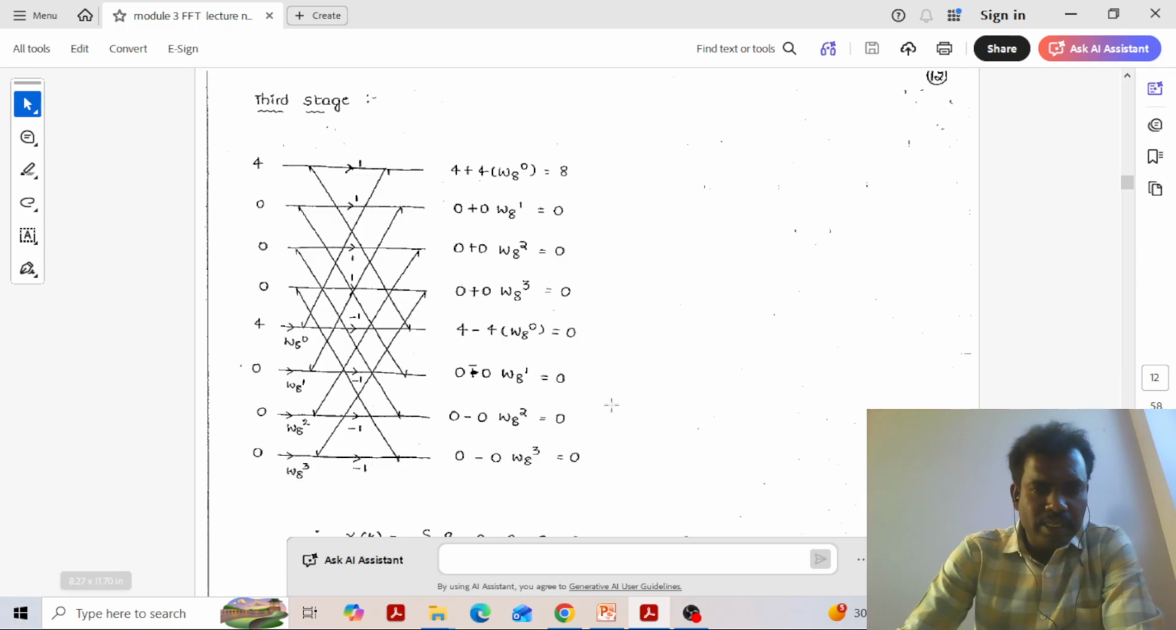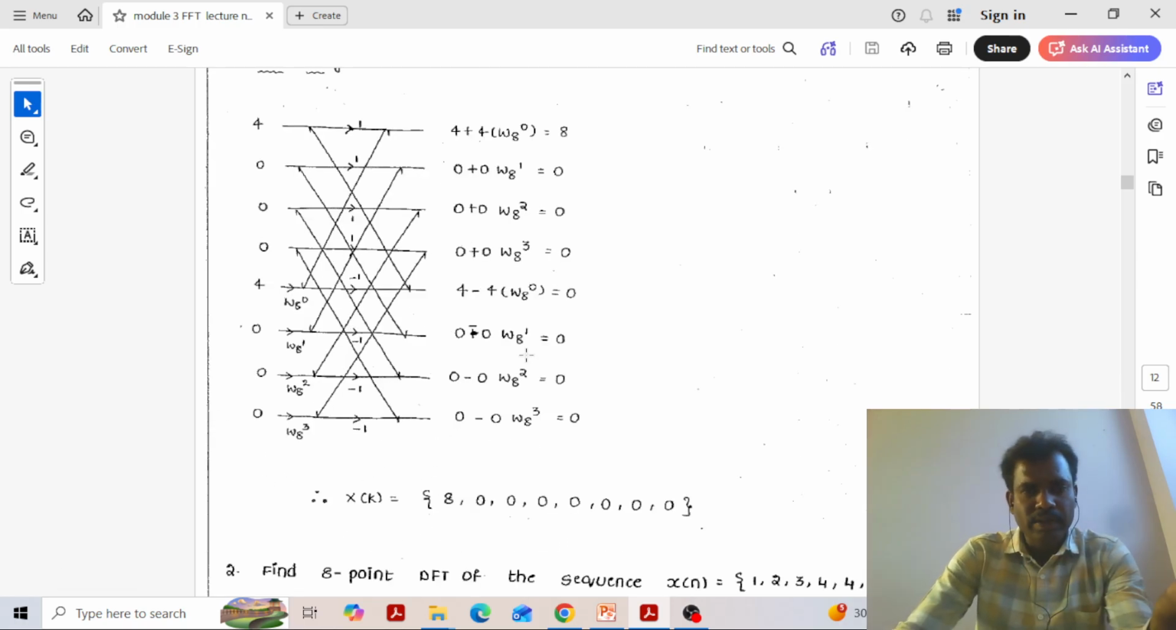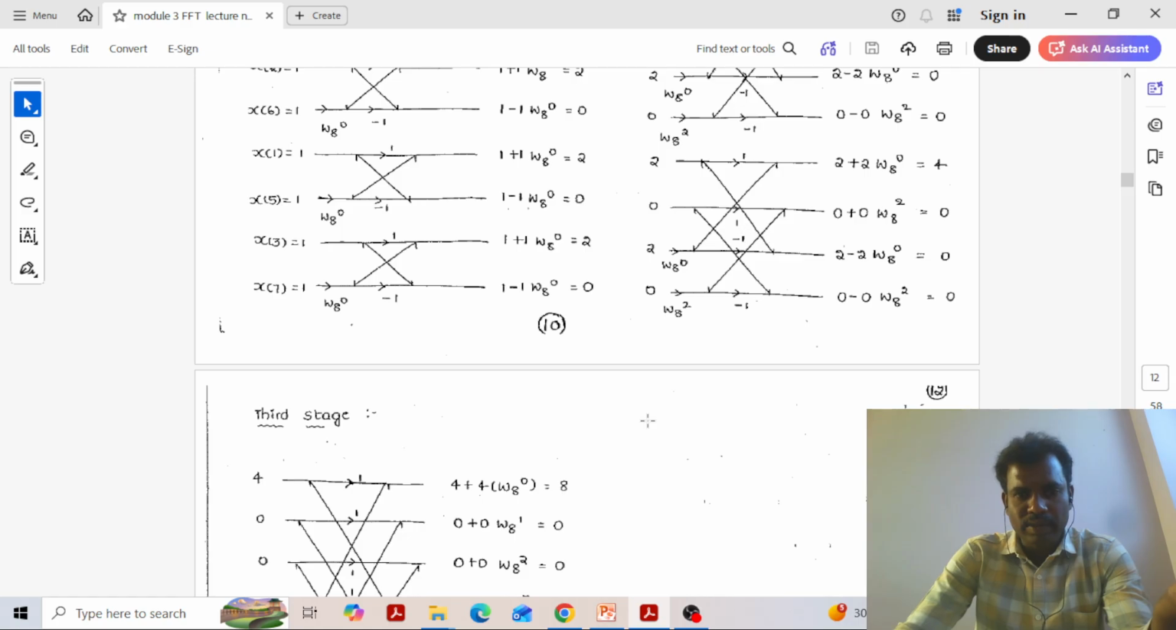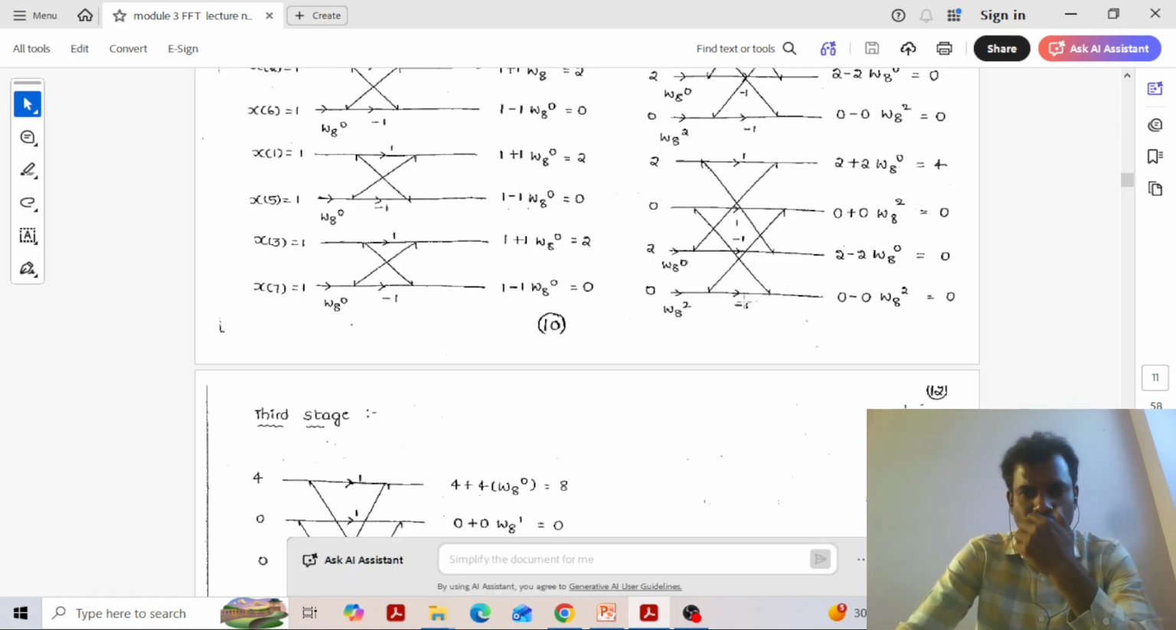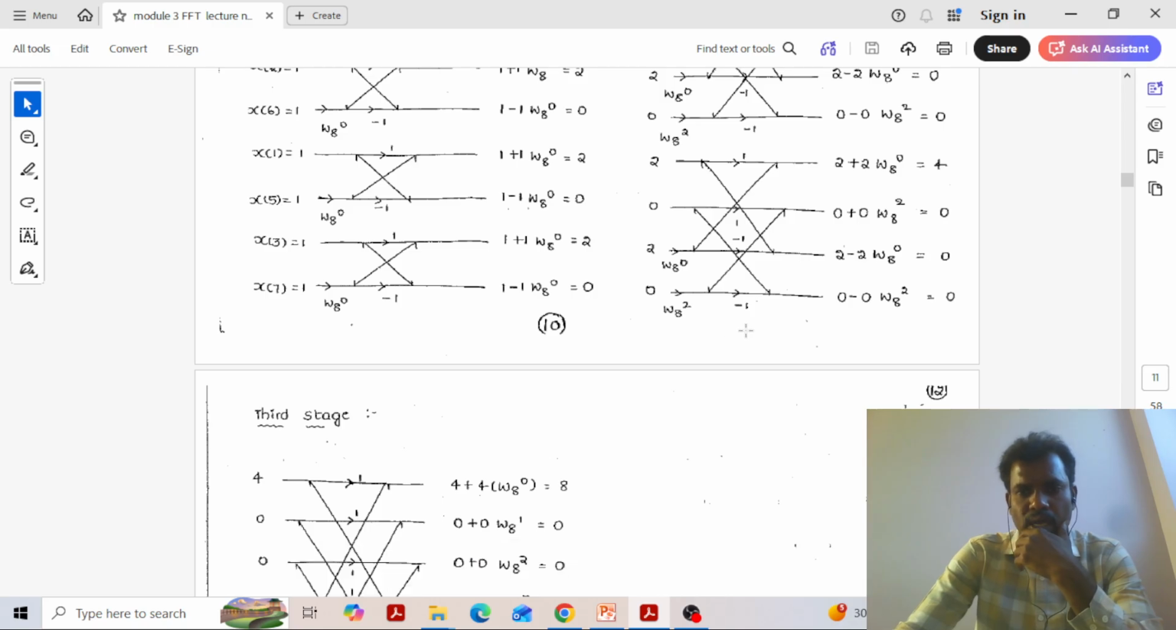In the previous stage it is an n by 2 point DFT. Here it is an n by 2 point DFT; this one is n point, and here it is n by 2 point. So it is W n by 2 power k, which can be represented as W_n power 2k. You can write W n by 2 power k or W_n power 2k also. So here it is W_n power 2k.